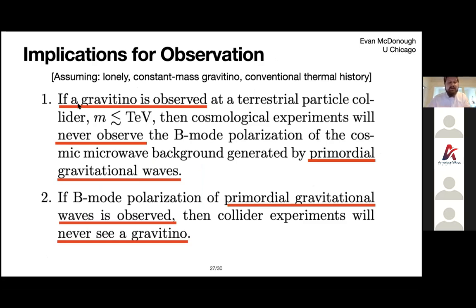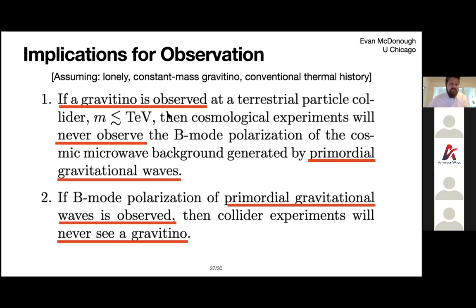Right. And if you accept as a null hypothesis some of the assumptions I've made here, and you don't, so that's what's fun about this. Let's just say you have this constant mass gravitino, and we're assuming a conventional thermal history, an inflation or radiation dominated universe. This gives you a couple options: if a gravitino is observed, we have this connection between M, the gravitino mass, and the Hubble parameter at the end of inflation.